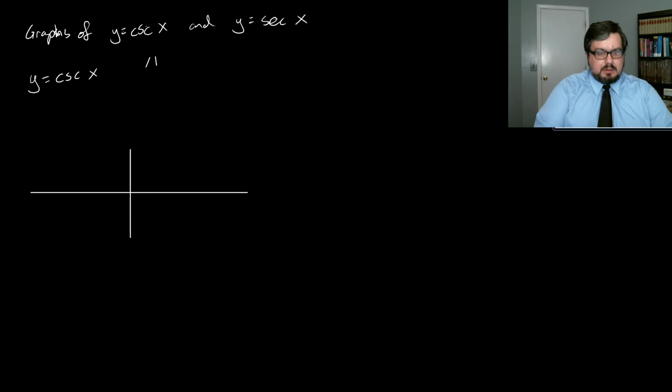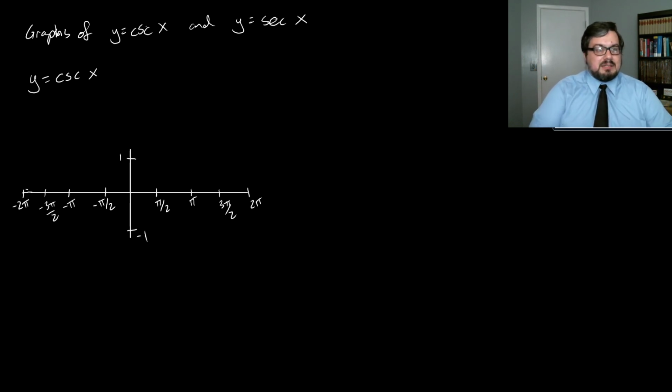So we're going to start with a graph of sine, and so we're going to put in our standard points, pi over 2, pi, 3 pi over 2, 2 pi, negative pi over 2, negative pi, negative 3 pi over 2, and negative 2 pi. And we want to label the important points of 1 and negative 1 on the y-axis.